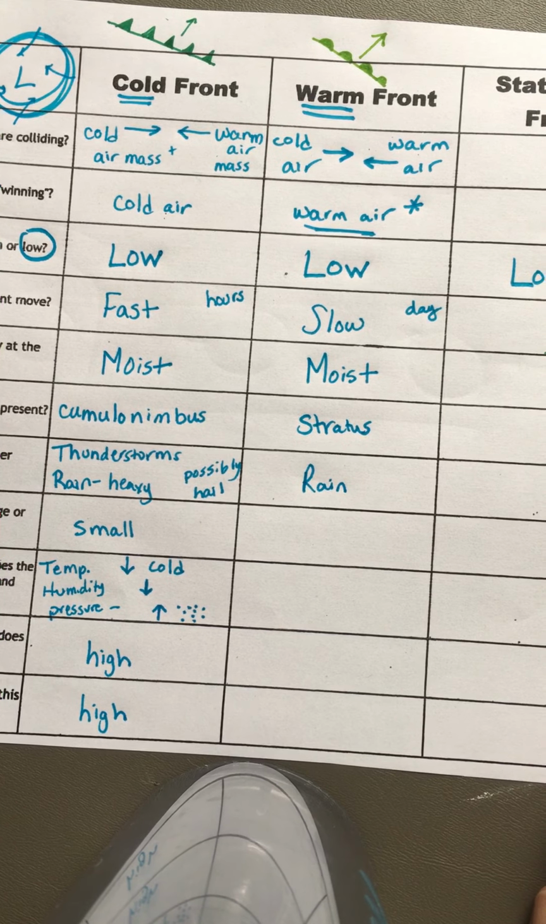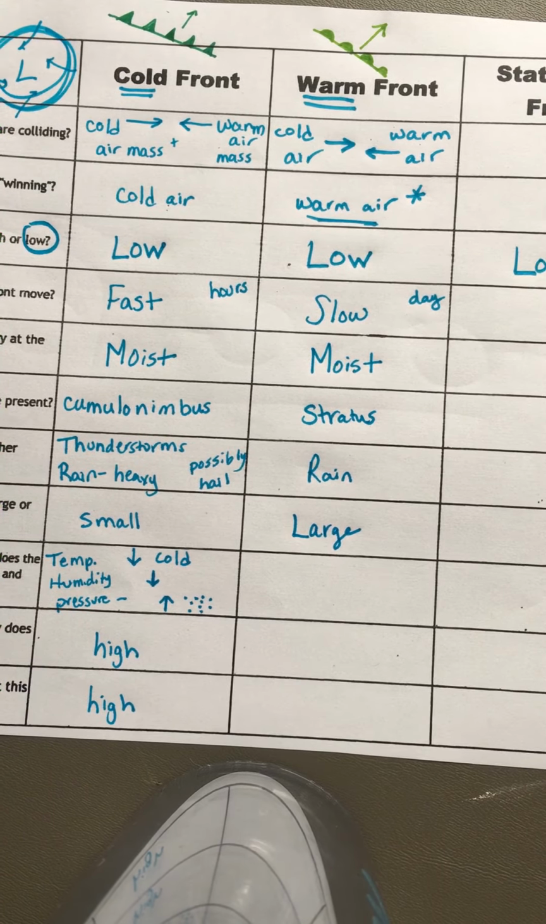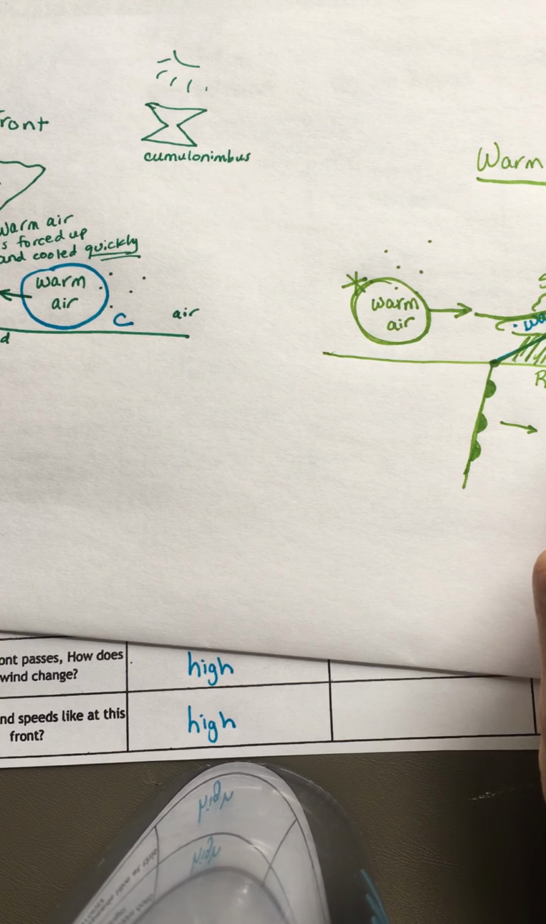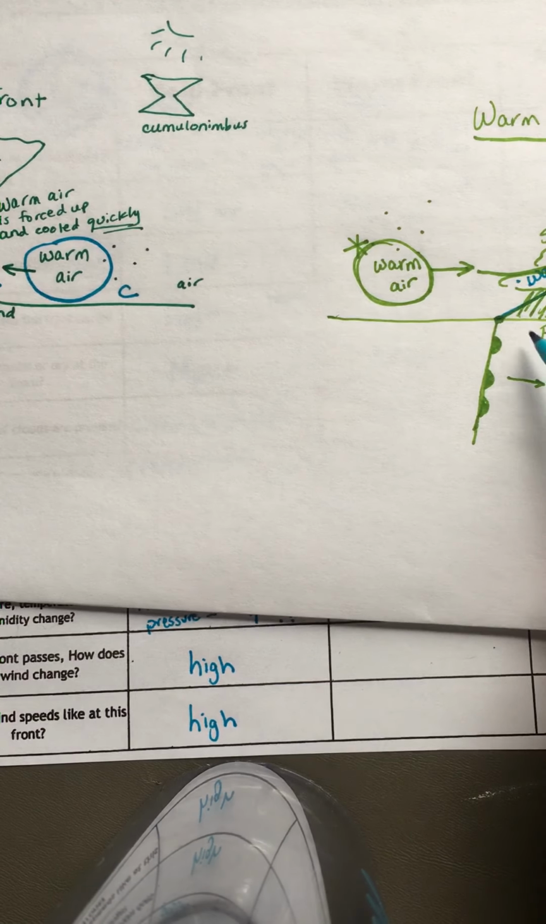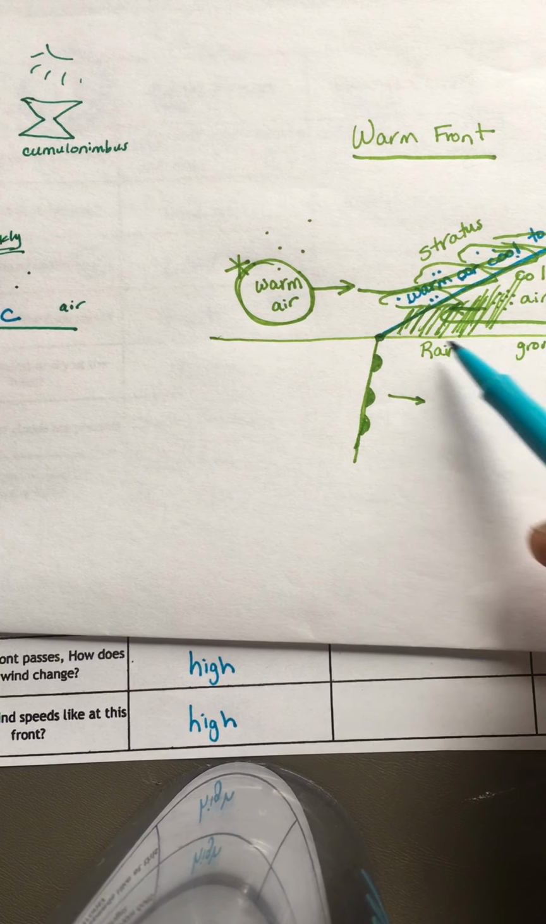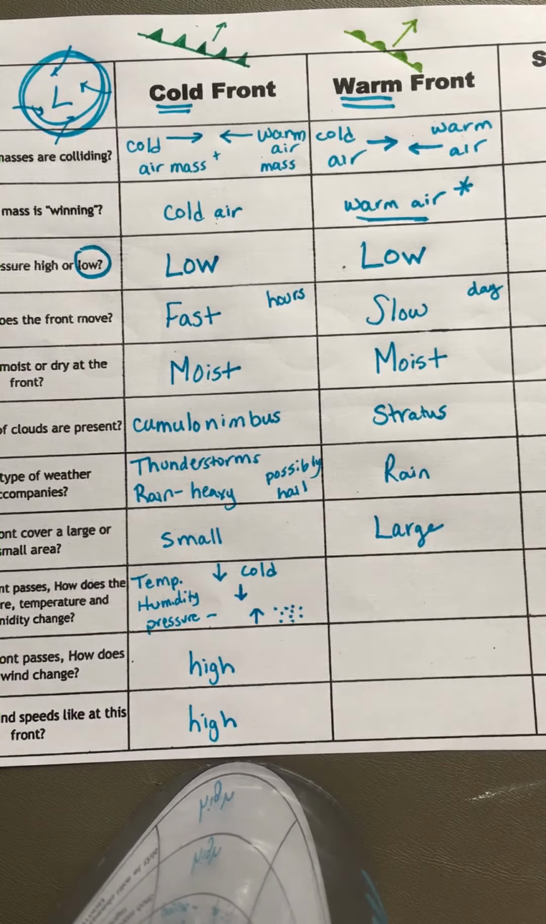Does it cover a larger area or a smaller area? I hope you caught on to this from my picture. It covers a larger area. All right, so it wouldn't be a small area like here. It would be like all of the Albany area or all of New York State would be receiving rain.